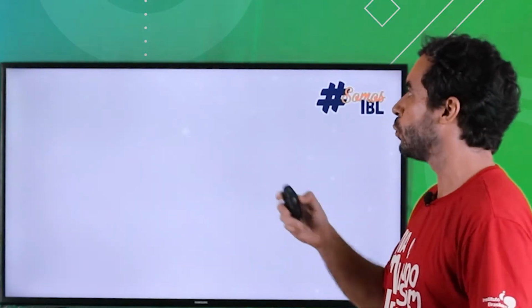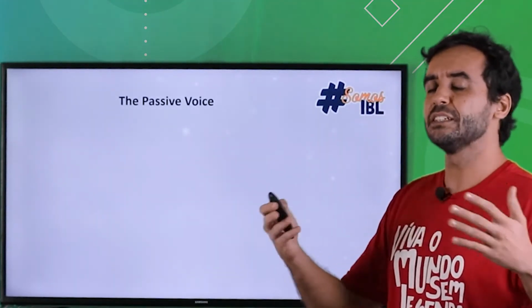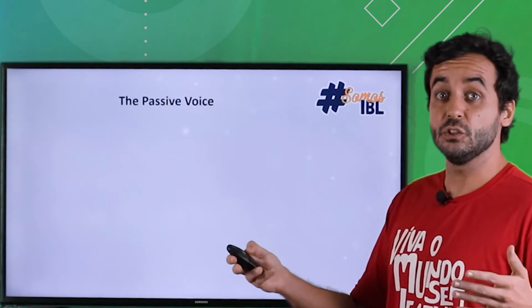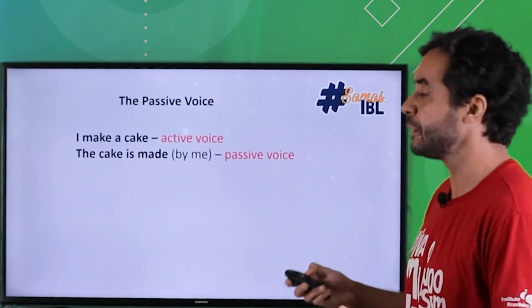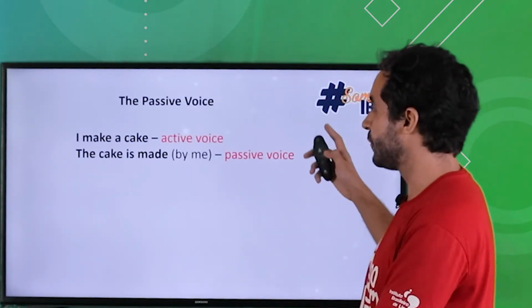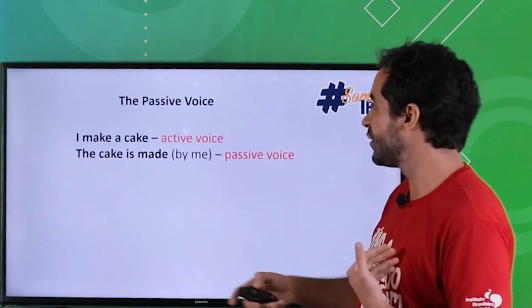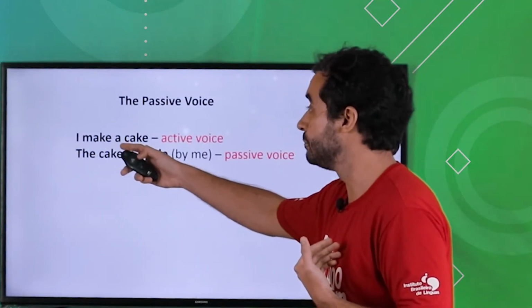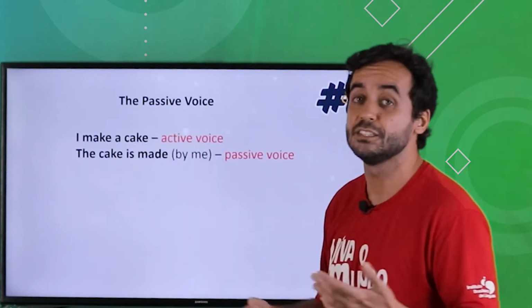So let's take a look. What is the passive voice? In everyday sentences, we normally use not the passive voice, but the active voice. For example, I make a cake. This is a very simple sentence, and we always have a subject, in this case I, and then an object. I make a cake. In that case, the cake is the object.